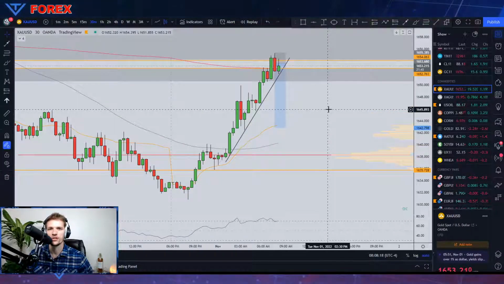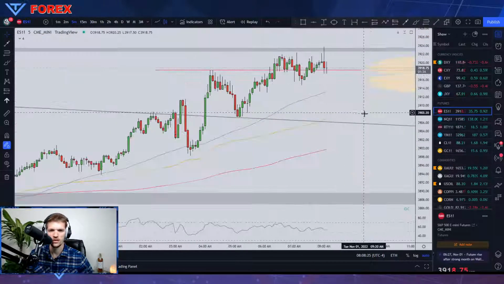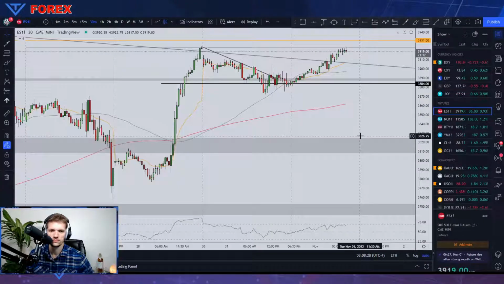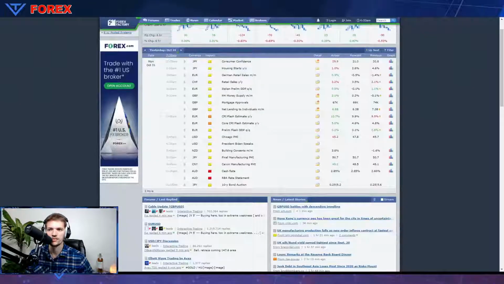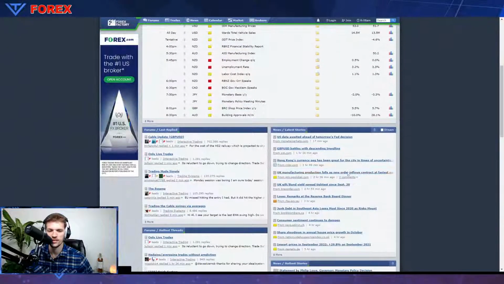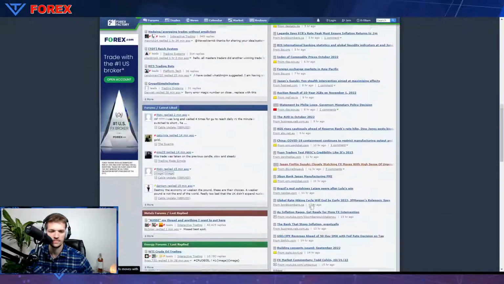Was there a reason for the slow grind up since yesterday closed on ES, or just because? I don't know, man. Your guess is as good as mine. I want to say just because, but I don't know. I tried looking at headlines. I didn't see really any headlines. But if you see anything, let me know. Not really seeing any important headlines here.